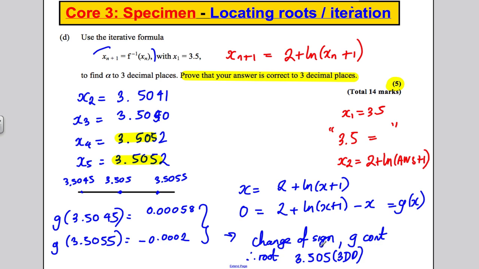And that's every question that's ever come up on iteration and finding roots using iteration. I hope you found that useful in your revision for Core 3. Thank you for watching.